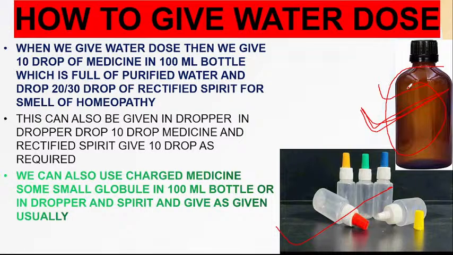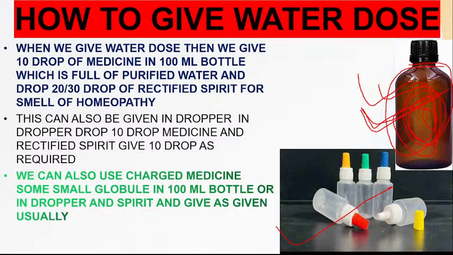So for preparation of the water dose in a 100 ml bottle, we are going to put the water up to the neck. All the bottle will be filled with the purified water. You can put one or two drops of medicine, even 10 drops, as some doctors also use, either in drop form, or you can also use one to two globules of the charged medicine, and put some rectified spirit for the smell purpose. This is the basic water dose. This is the method of preparation of the water dose.